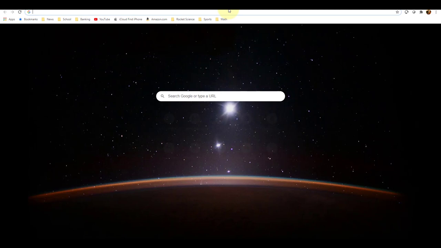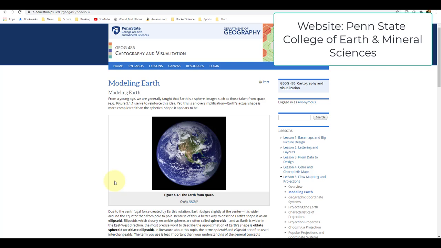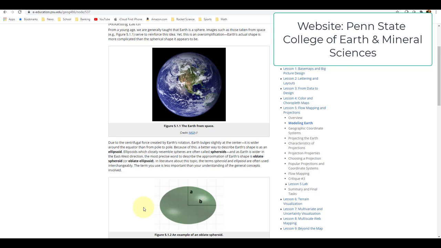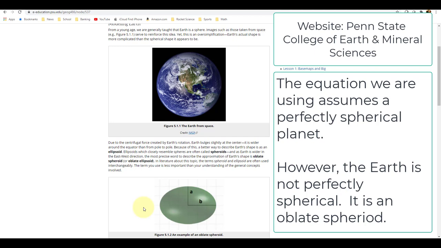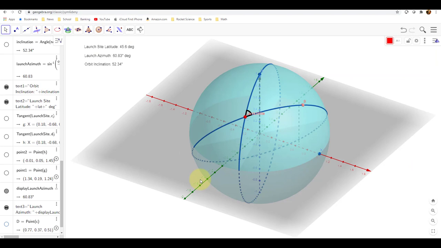Actually, Earth isn't a perfect sphere. It's a spheroid, or an oblate spheroid, or oblate ellipsoid. It's bulging a little bit more at the equator than it does at the north and south poles. And that little bit of difference could account for the discrepancy between my calculation and the orbit inclination and azimuth, particularly at northern latitudes, such as the example I have here with the Baikonur Cosmodrome.